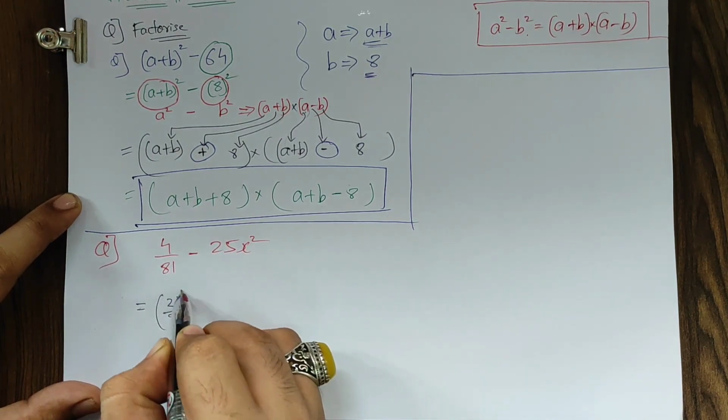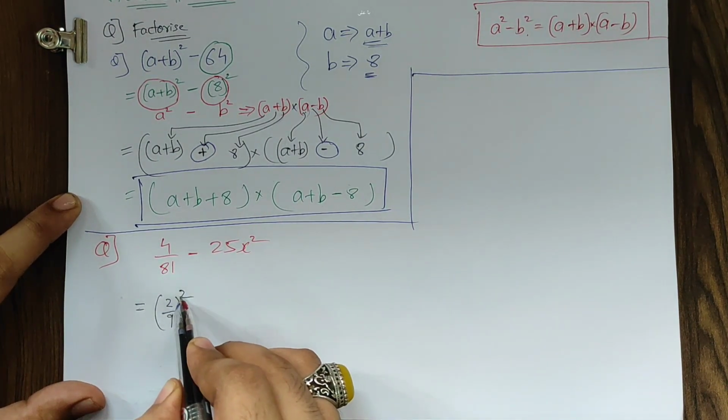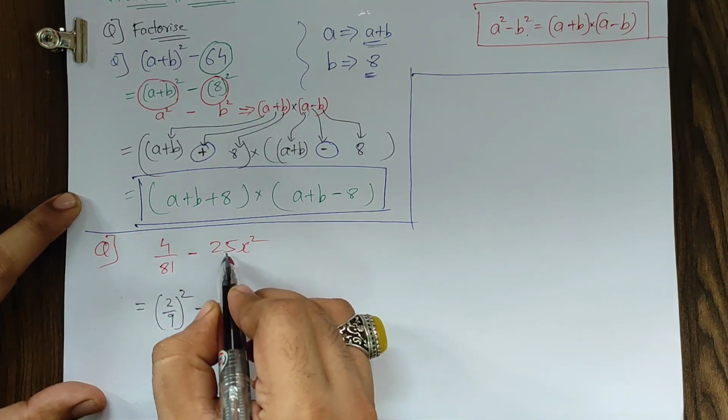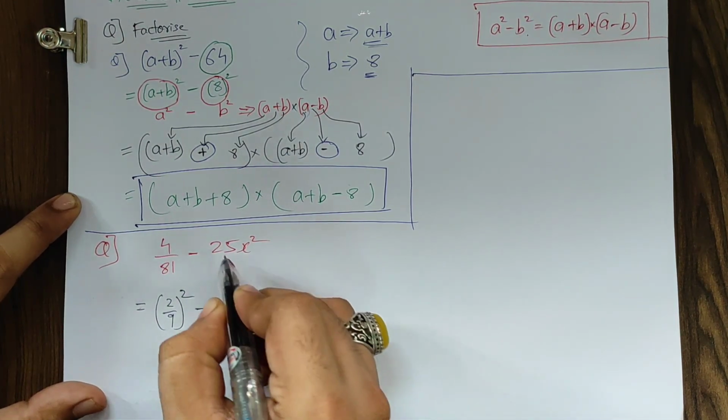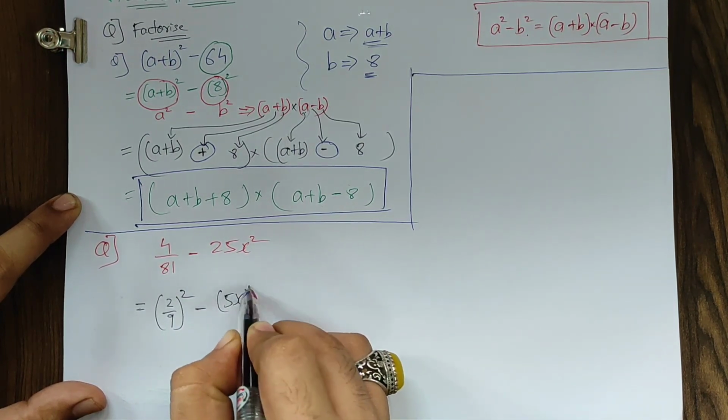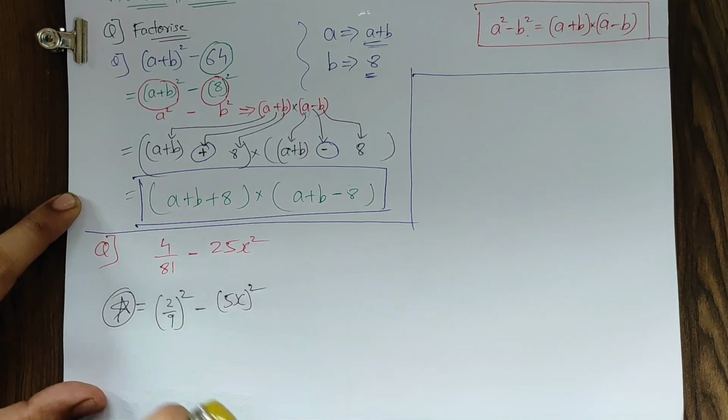So I'll complete the square. 2 का square 4, 9 का square becomes 81, minus 25 is a perfect square. 5 का square becomes 25, but it is x square over here, so I'll write here (5x) the whole square. This is a very important step.